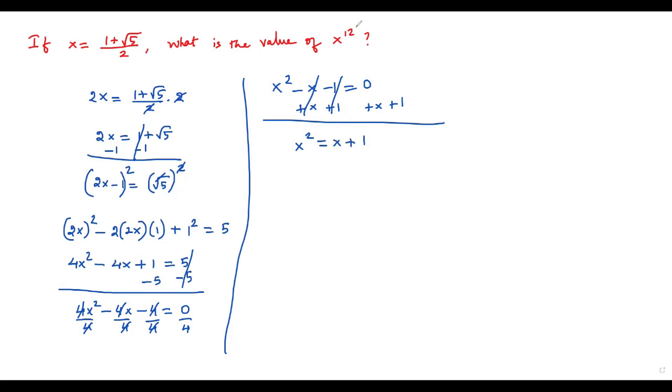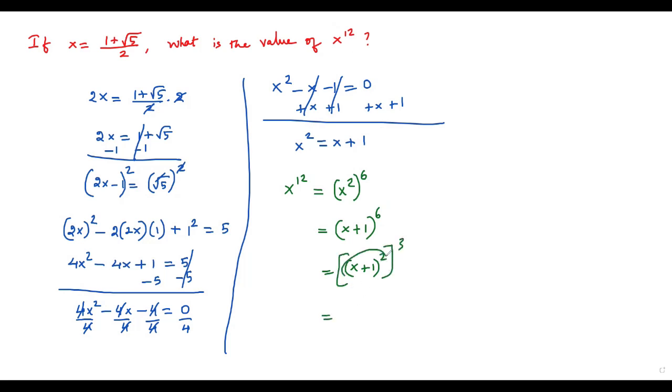Now let me take this x to the 12th power, and this x to the 12th power can be written as (x²) raised to the power of 6. And already we know the value for this x², that is x + 1. We can plug in this x + 1 for x² over here. Then I'm getting (x + 1) to the 6th power. And further, it can be written as ((x + 1)²) raised to the 3rd power.